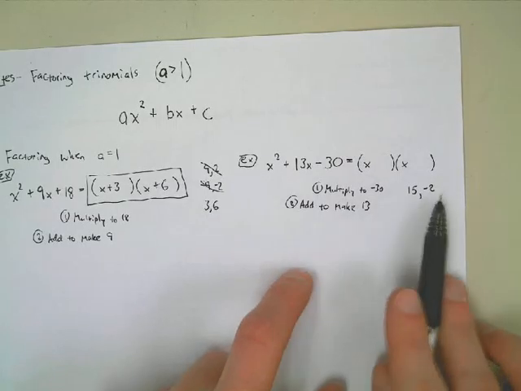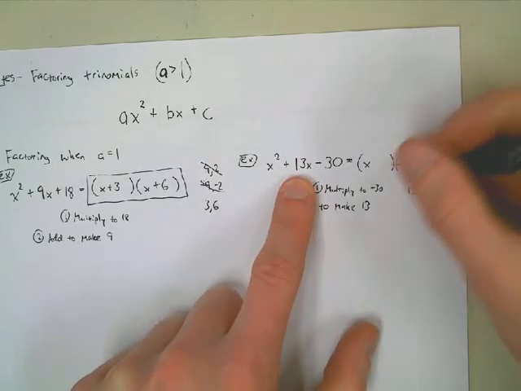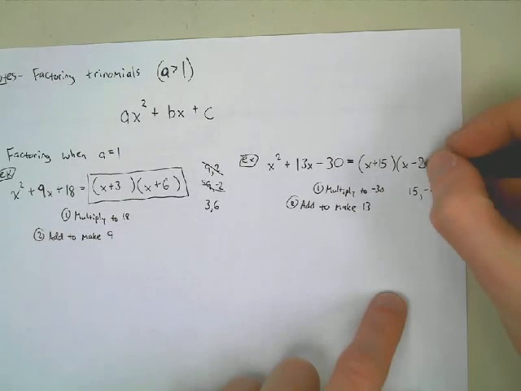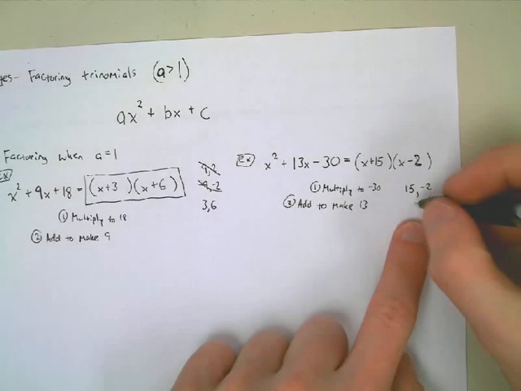Some of you will be able to figure this out right away without having to guess and check. If you don't get it the first time, that's okay. Just keep thinking of other numbers. Someone else maybe thought, we could have tried 3 and negative 10. Those multiply to make negative 30, but 3 plus negative 10 is negative 7, not positive 13. So you've got to play around with it.